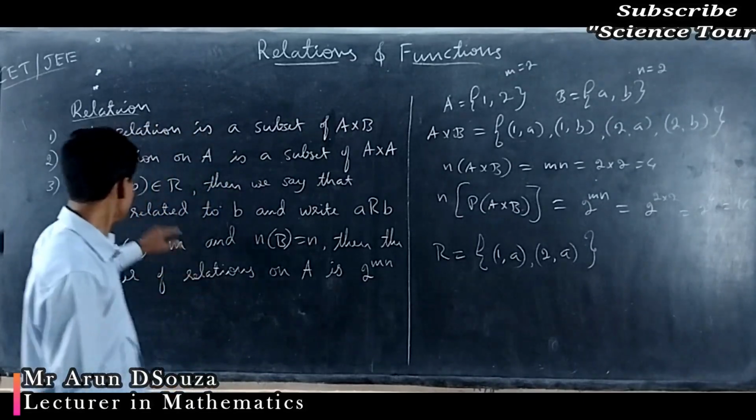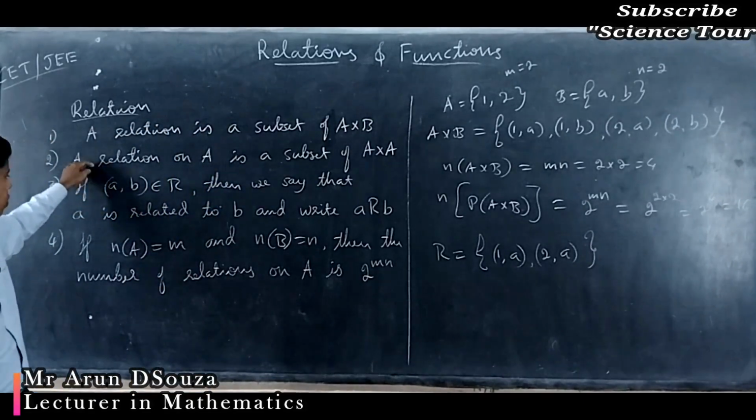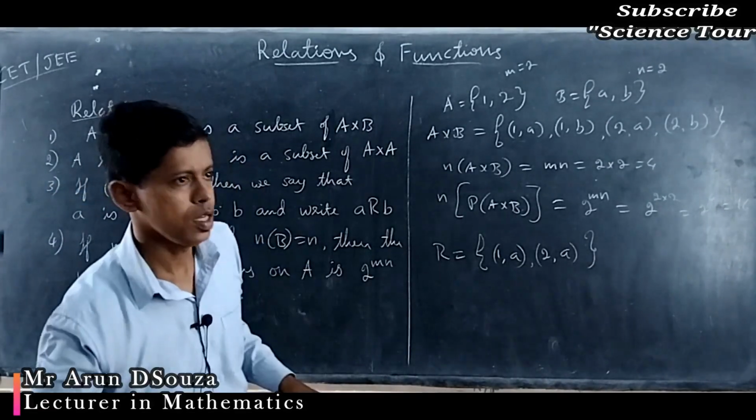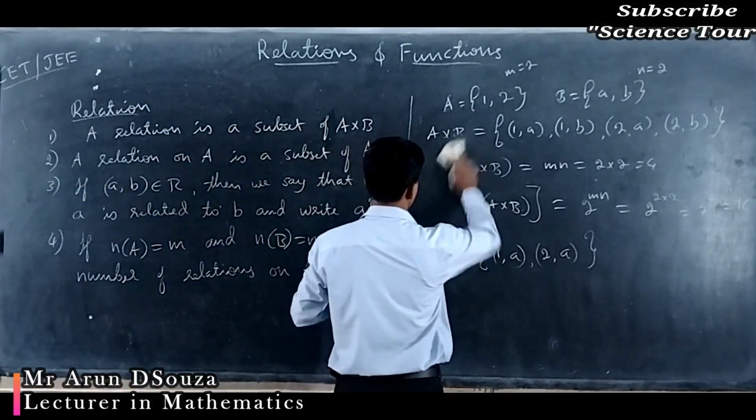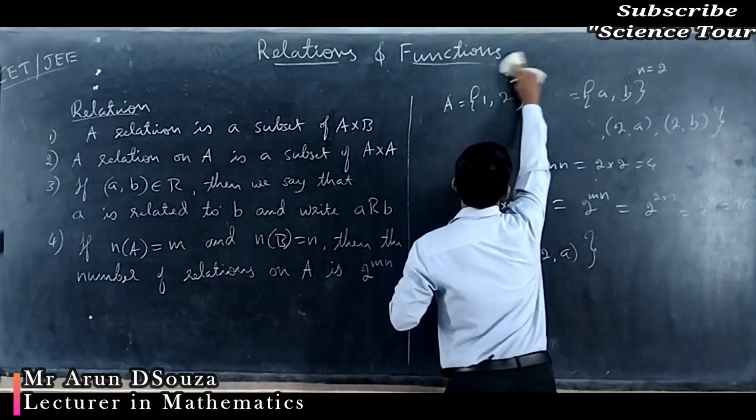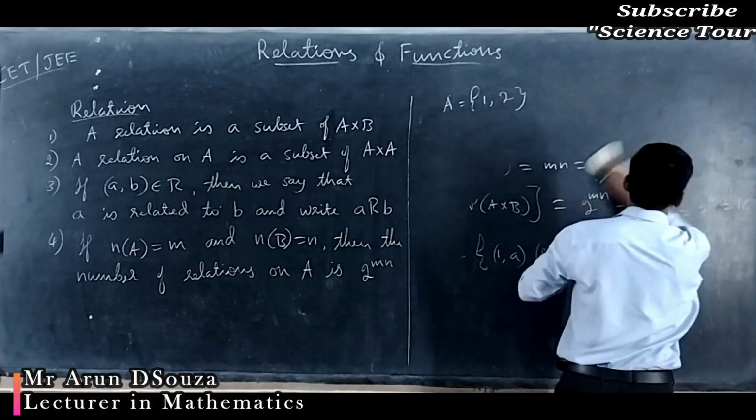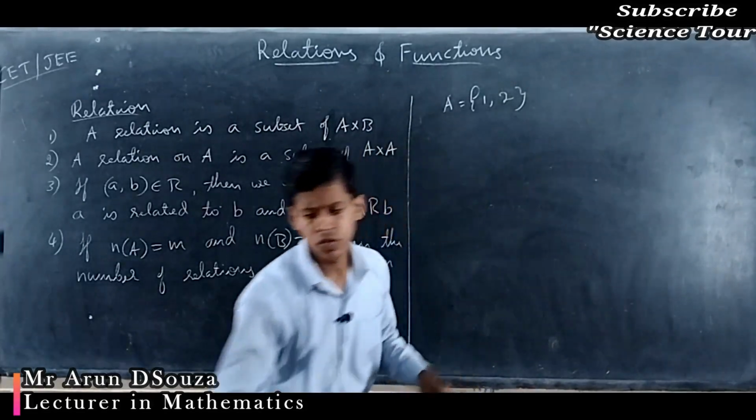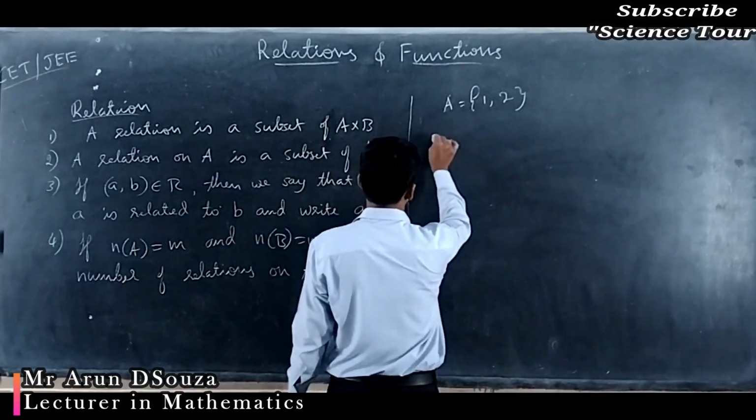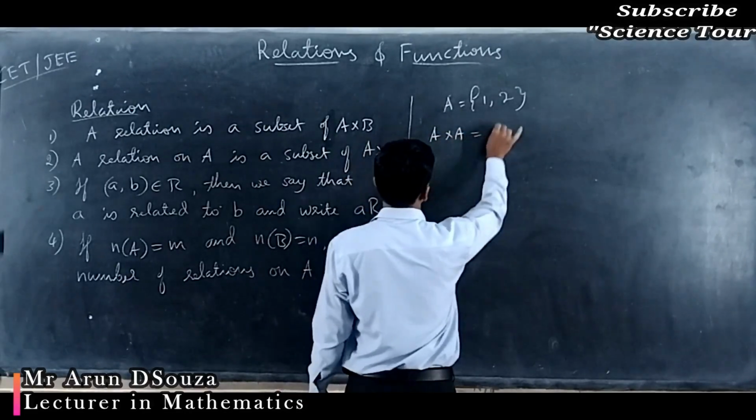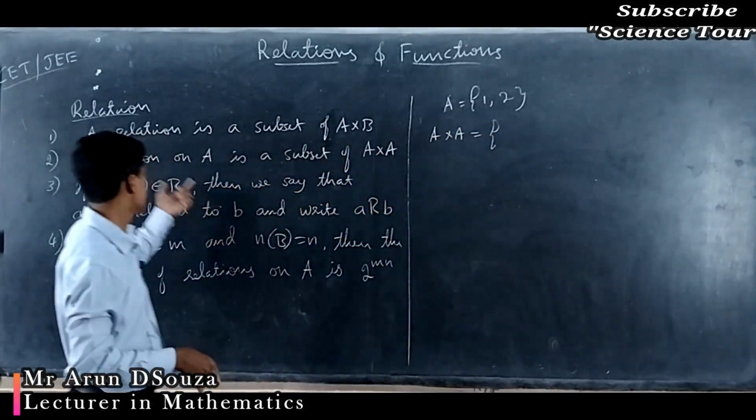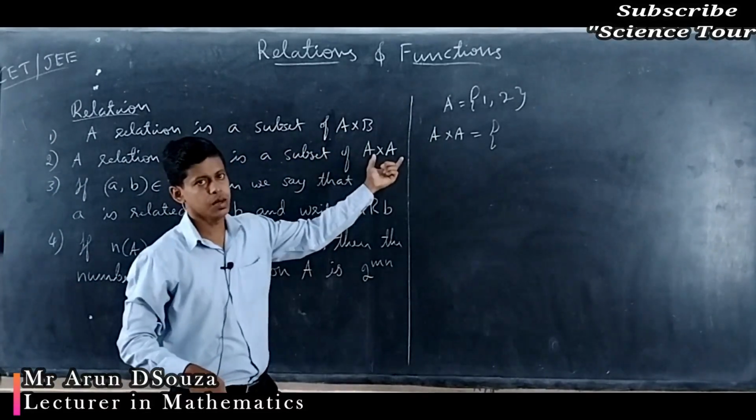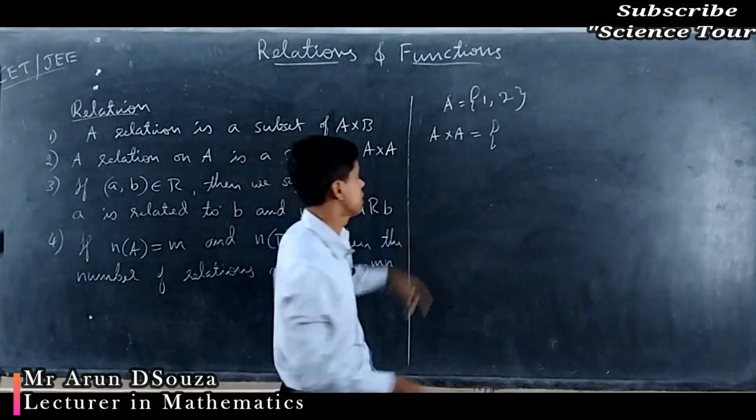Now what if you have only one set? Then how do you form the relation? You do not have two different sets here. There is only one. So how do you form a relation? You have to find A cross A first, because a relation on A is a subset of A cross A.